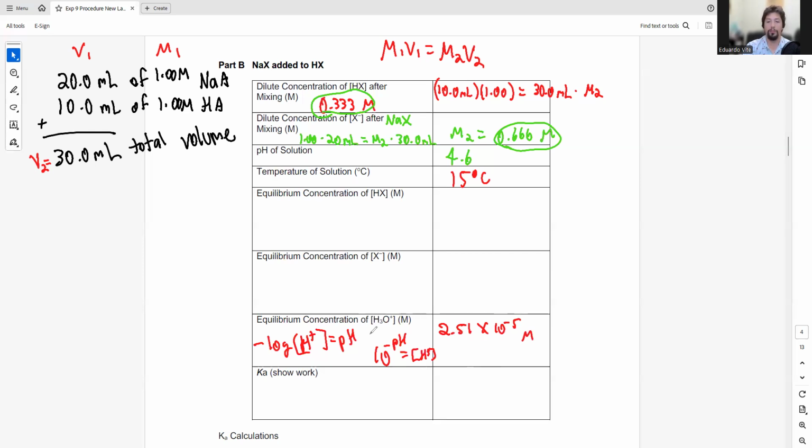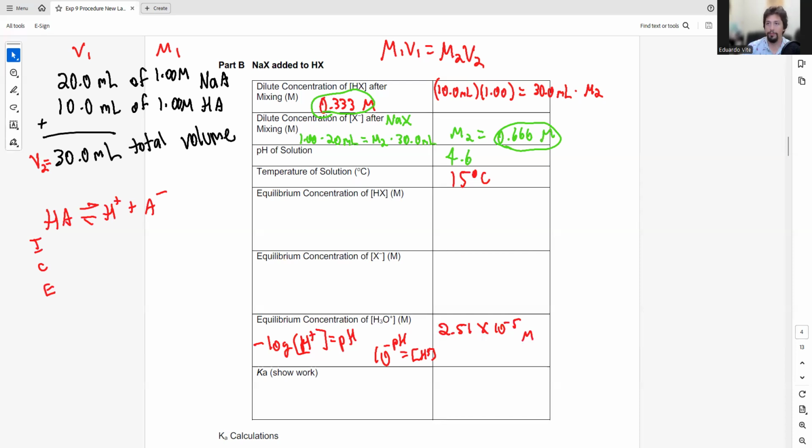And remember, the concentration of H3O or H plus is the same as X, right? But you have to be careful here because in our ice table, we have HA gives us H plus plus A minus. Here's I, C, E. HA, well, our initial concentration was no longer 1. It was the diluted concentration, right?